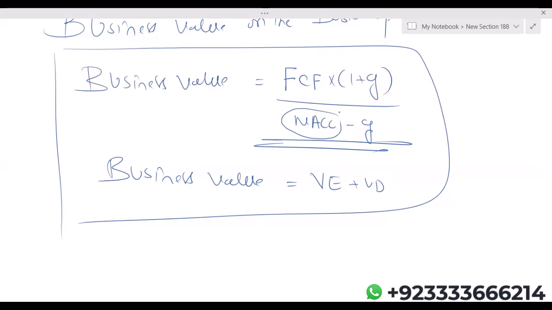Now, after calculating business value, let's say the examiner is asking you to calculate market value equity. So from the total value, you need to deduct market value of debt. After deducting the market value of debt, you will get market value equity.